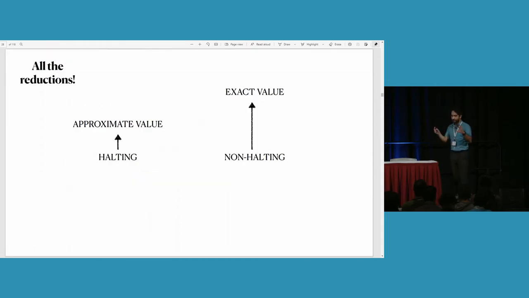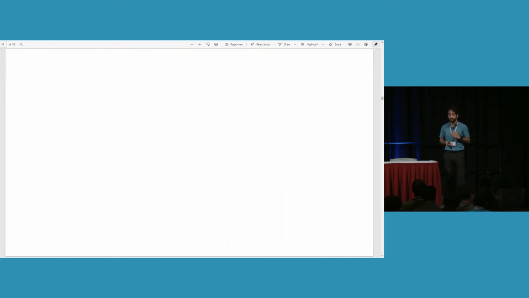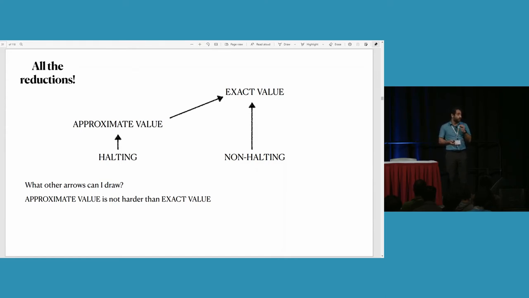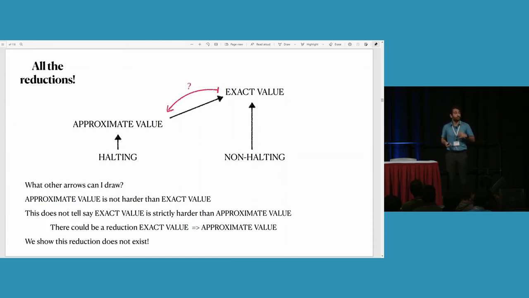All right, so now here we summarized all the problems we saw so far and the reductions between them. The question is, what other arrows can I immediately draw here? Well, for one thing, we know that approximate computation is never harder than exact computation. So there is a trivial reduction from the approximate value to the exact value. But I'd like to note that this doesn't tell me that exact value is strictly harder than approximate value, at least not yet. For all we know, there could have existed a reduction in the other direction from exact value to approximate value, in which case these two problems would have equal hardness. So what I'm going to do in the next few slides is to tell you that this is not possible, to refute the possibility of this reduction existing.